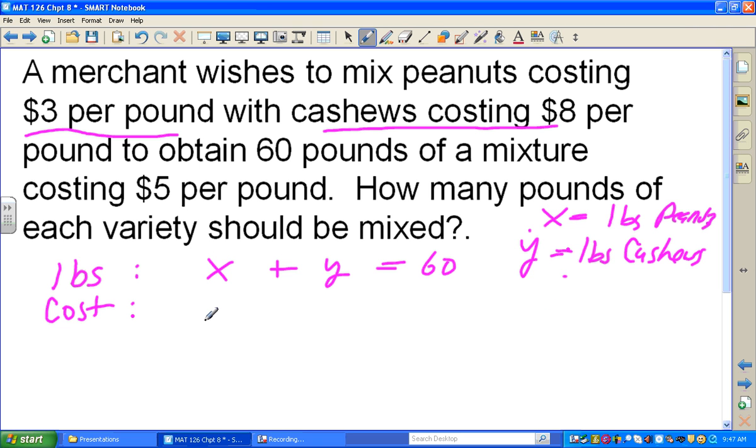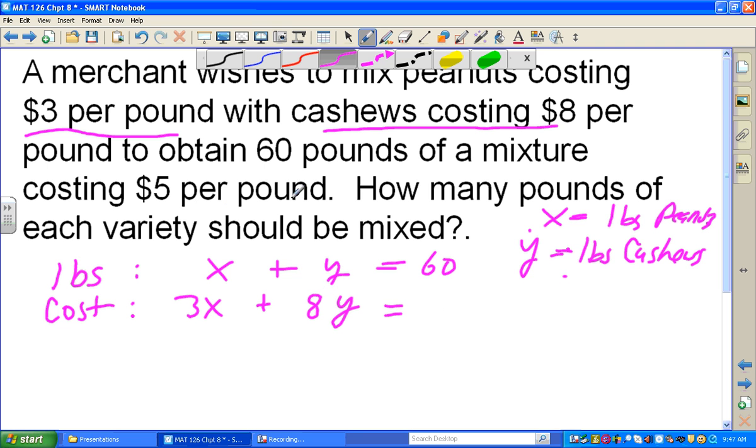Now the cost. $3 a pound for peanuts, so that's 3x, and $8 a pound for cashews, 8y. So 3x plus 8y equals, and $5 a pound for the mixture. So 5 times 60, which is 300. How many pounds of each should be mixed? It doesn't matter what we choose.